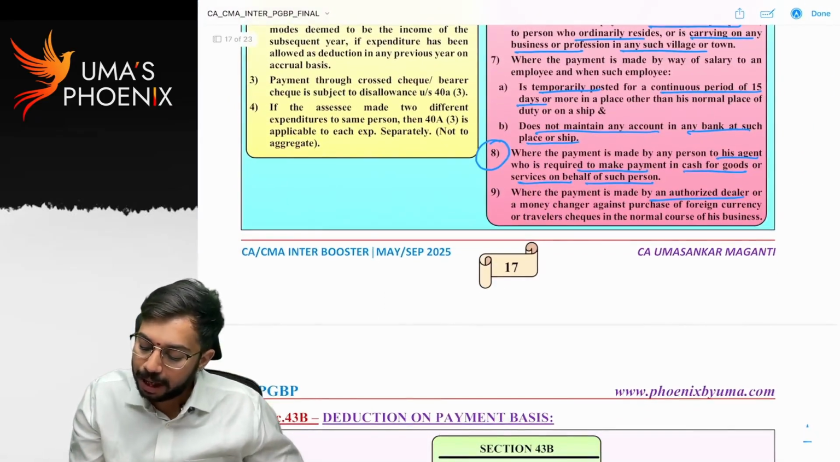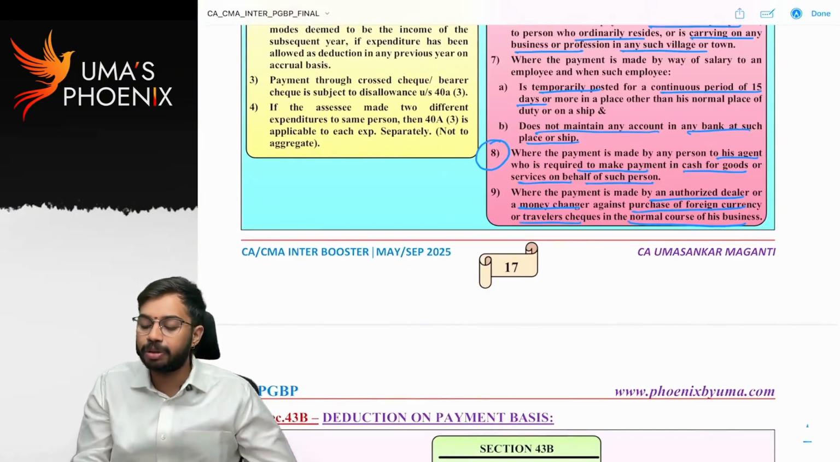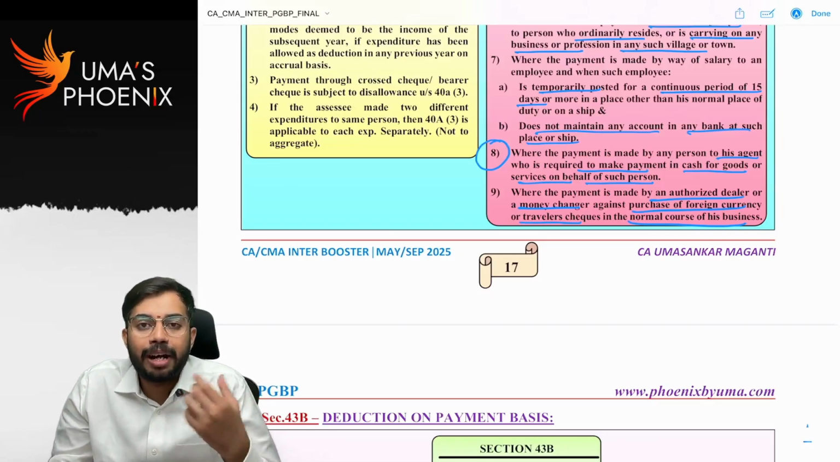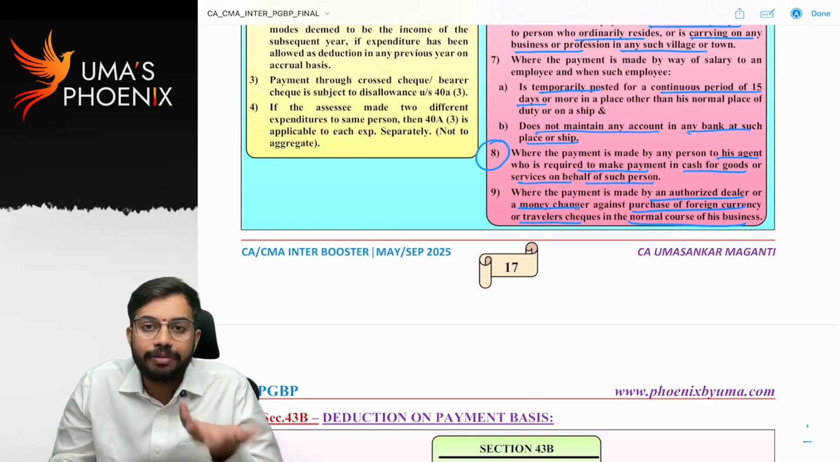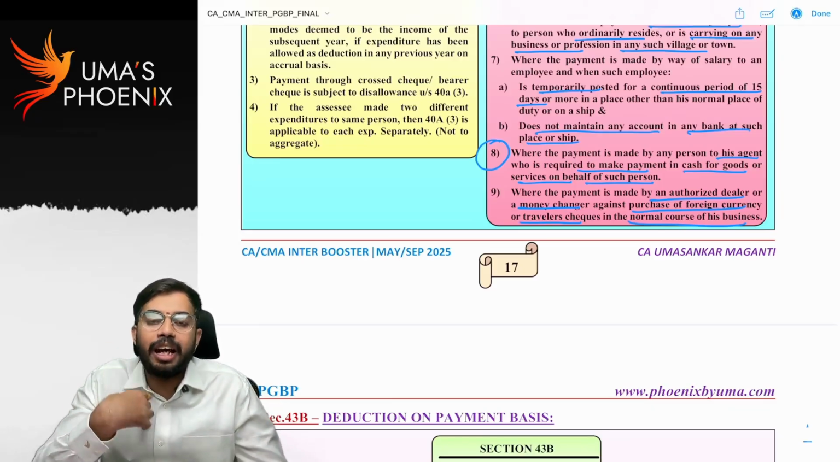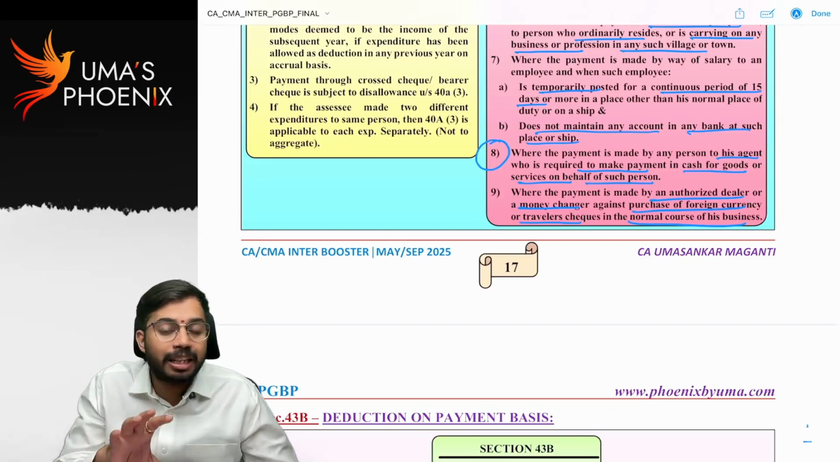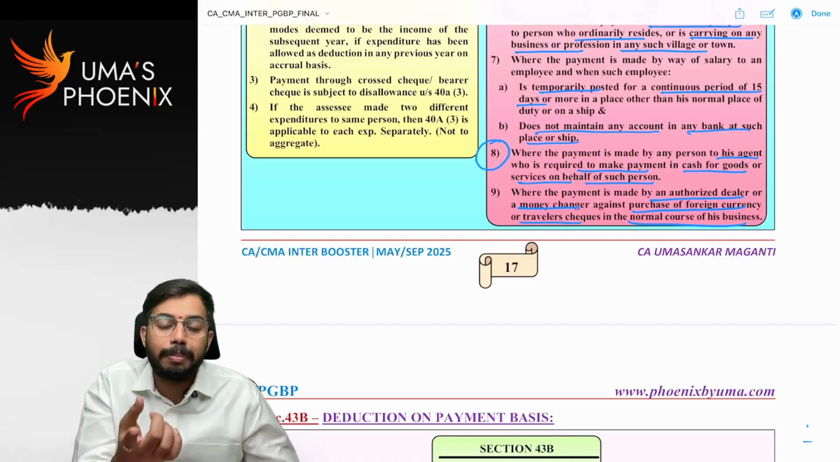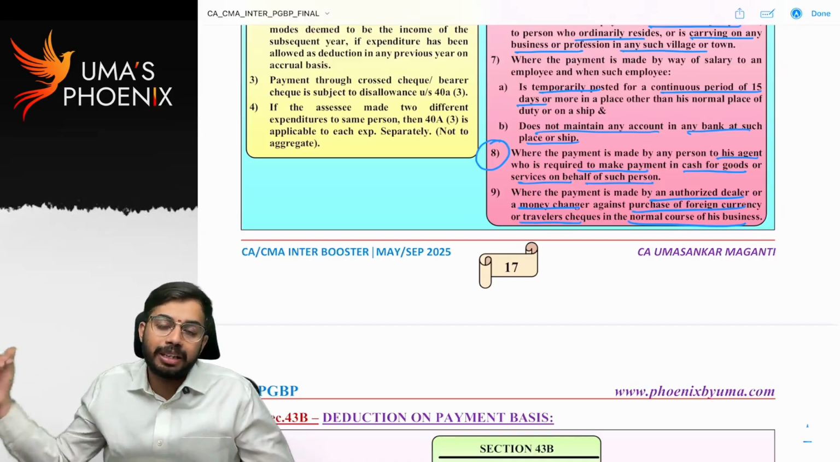Next, where payment is made by an authorized dealer or money changer against purchase of foreign currency or traveler's checks in the normal course of business. You know foreign exchange dealers, right? Like my friend came from USA. He has $1,000 with him. What can he do with $1,000 in India? So in the airport, he gave those $1,000 to a foreign exchange dealer. In return, the foreign exchange dealer gave cash to my friend. So foreign exchange dealers will purchase foreign currency. At the time of purchase of foreign currency in their normal course of business, even if they make a cash payment of more than 10,000 rupees, still that amount is allowed as deduction.